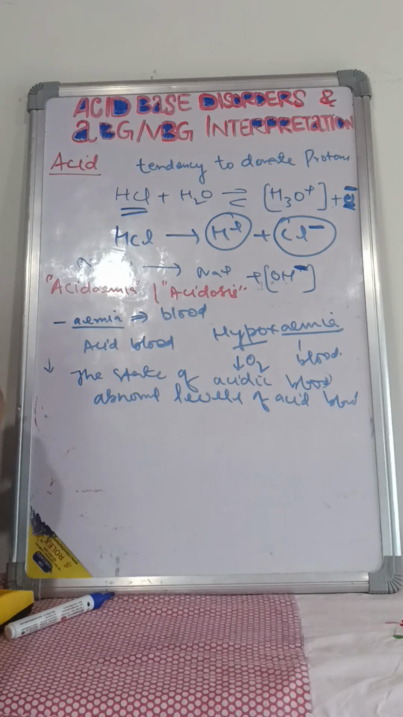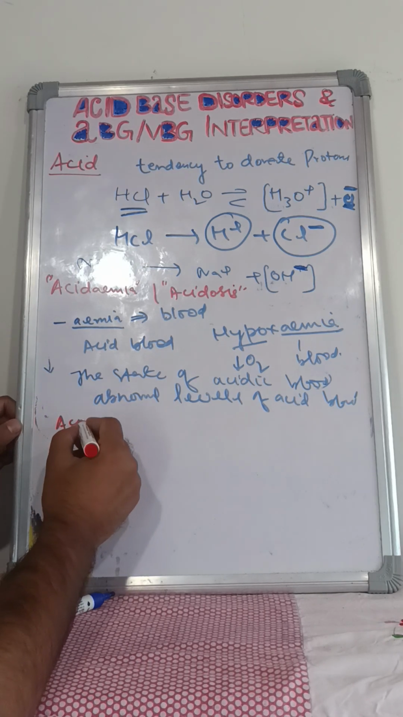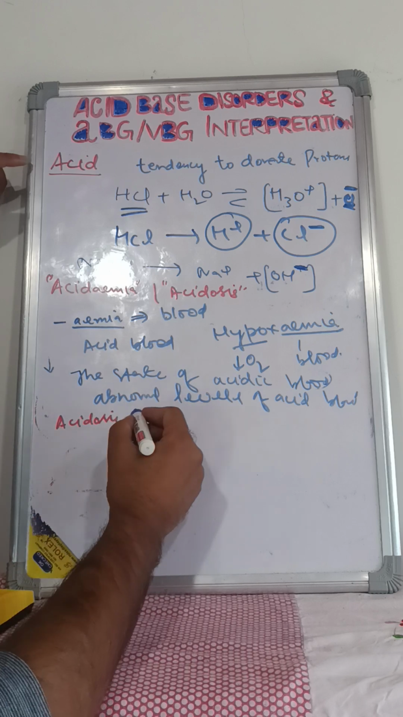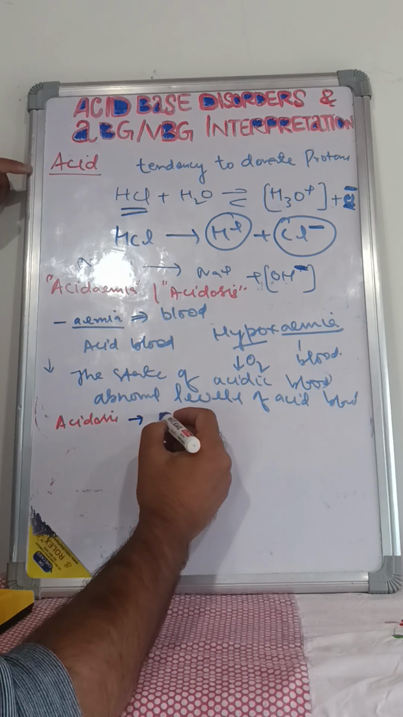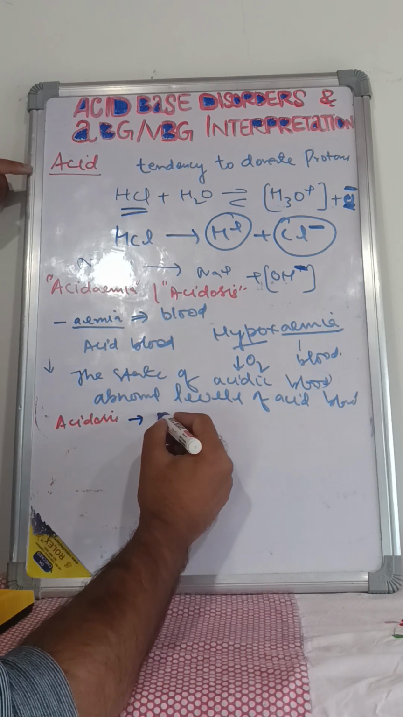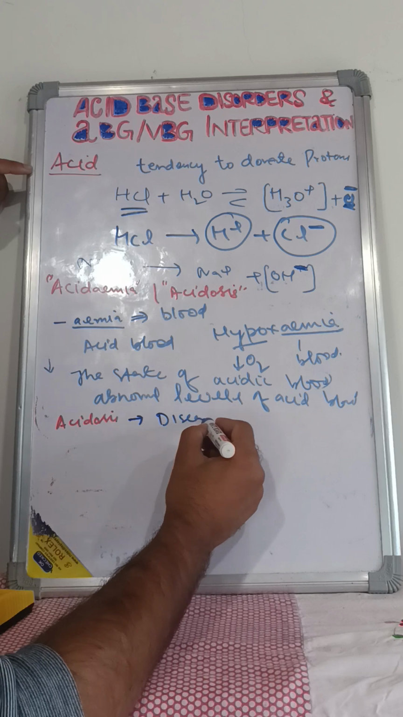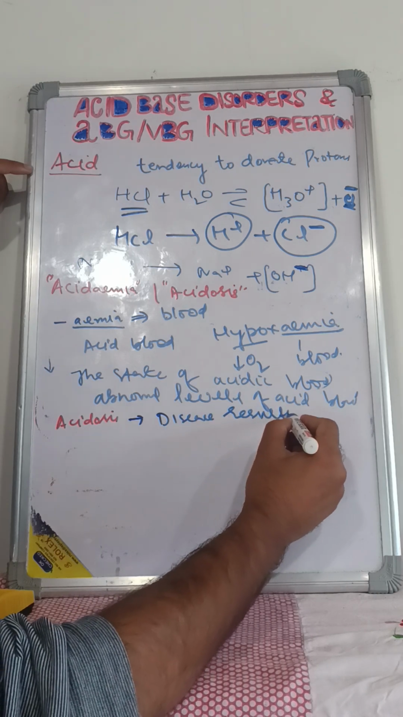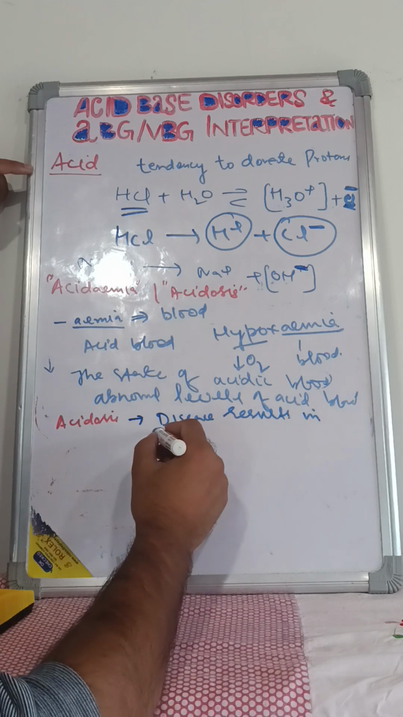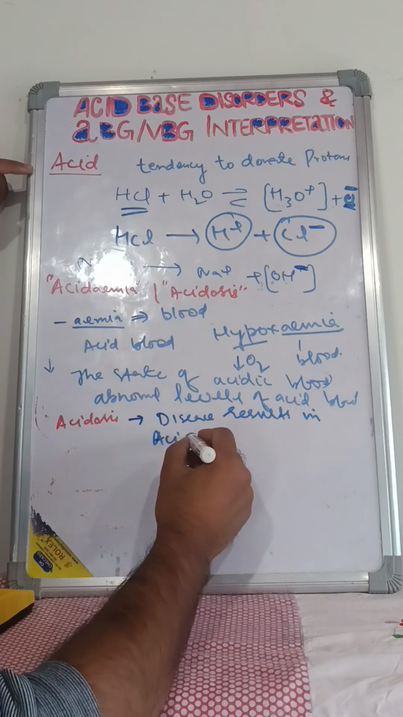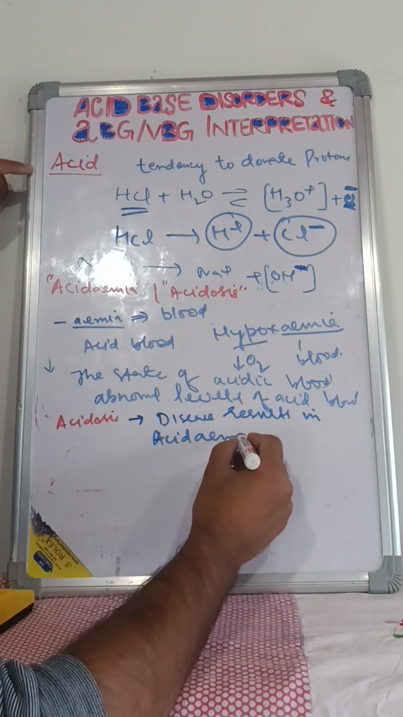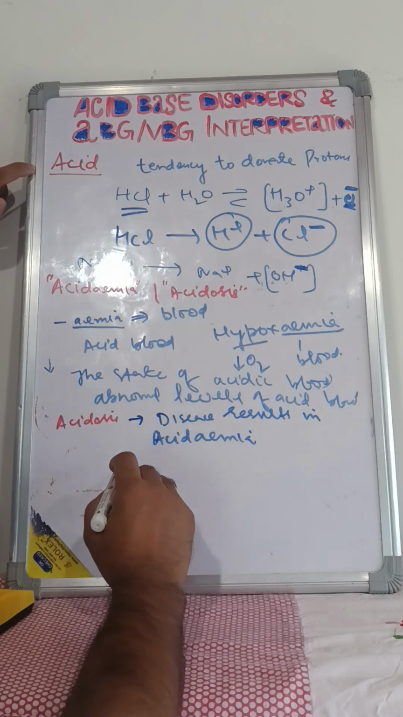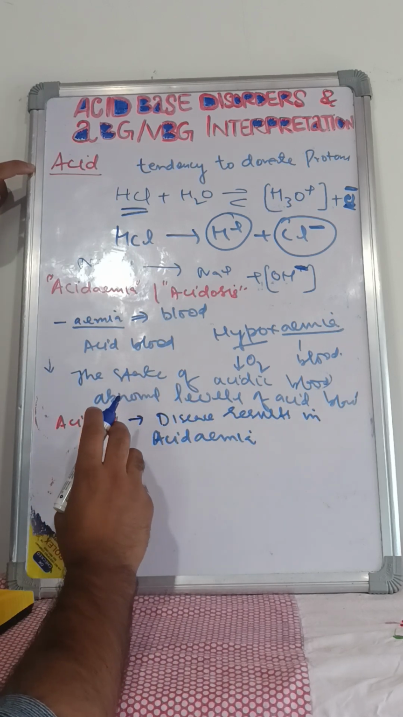Now, what is acidosis? Acidosis is the process. It is the pathological process or the disease which results in acidemia. So acidosis is the pathological state which results in acidemia.